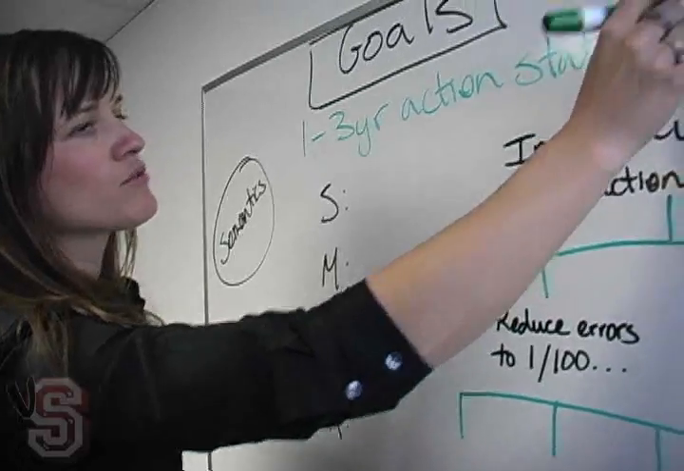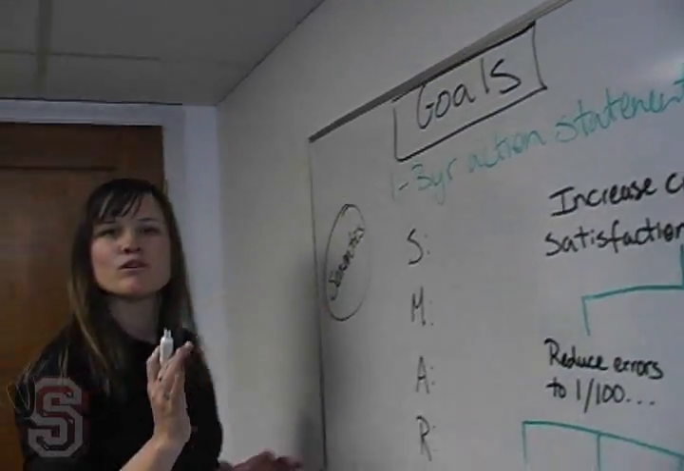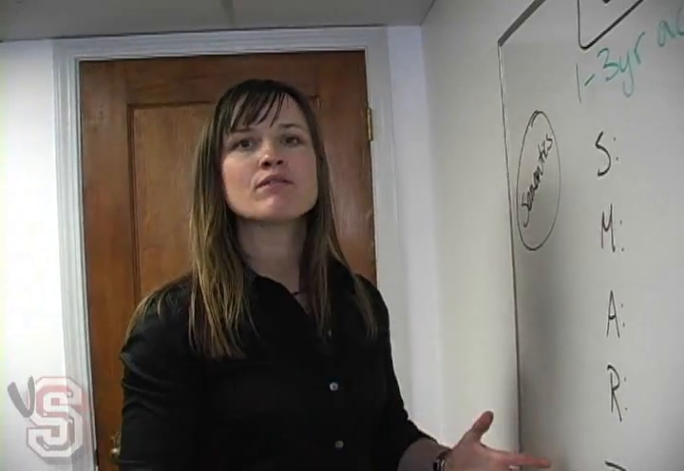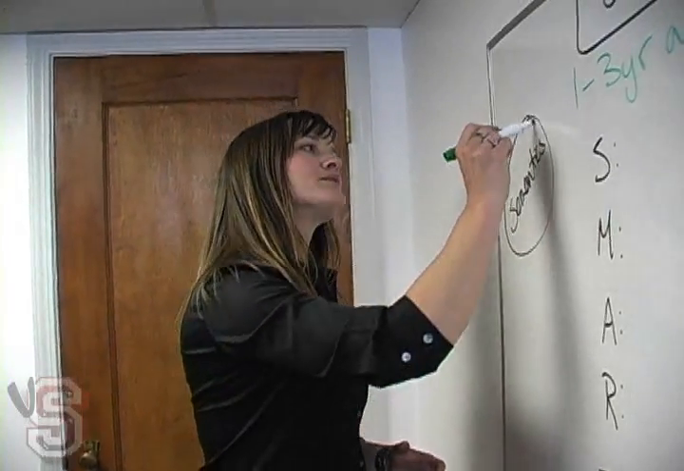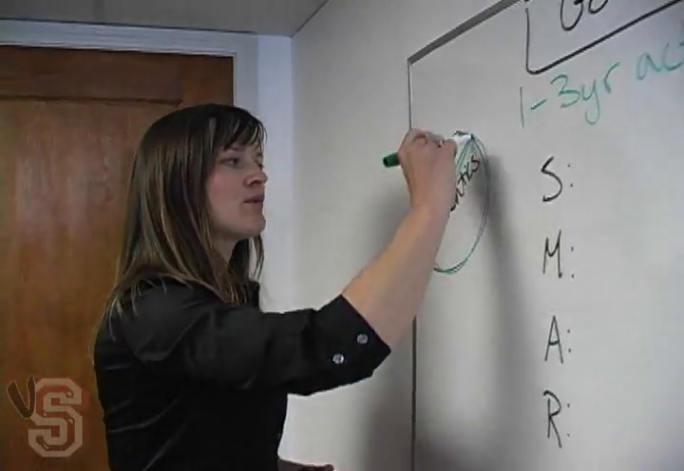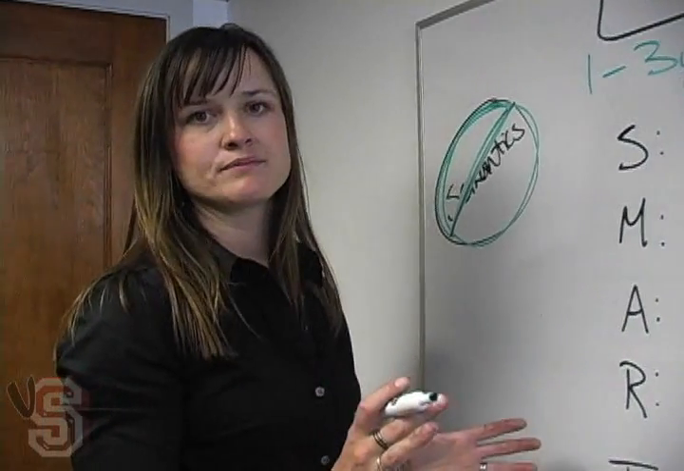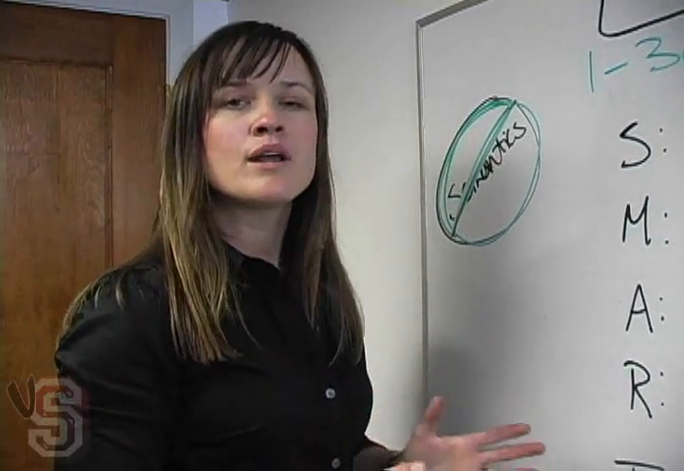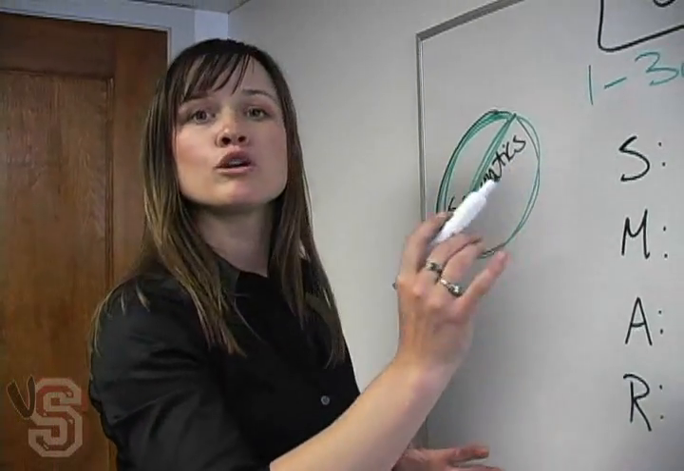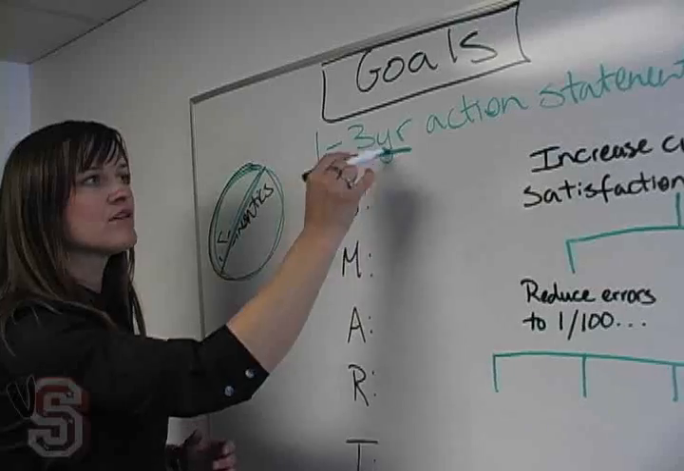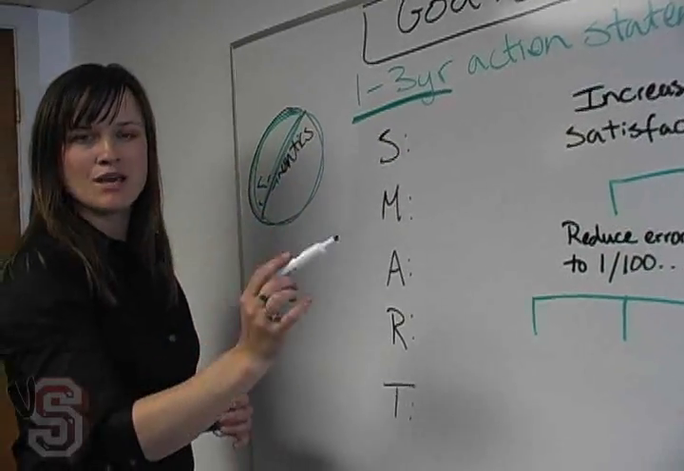Let's address the biggest problem that we have with goals, objectives, cornerstones, priorities, whatever you want to call them. We have a problem with semantics, and we want to cut the semantics out when we're talking about goal setting. So call it whatever you want. We're using the definition in the word goal. What we're really talking about is how do you develop an effective 1 to 3 year action statement.